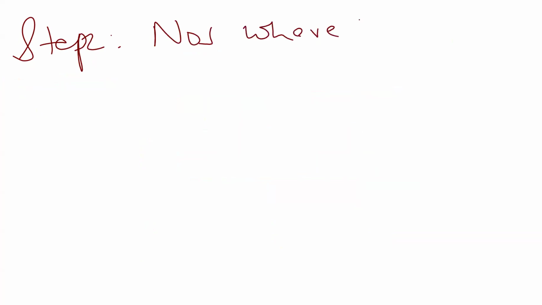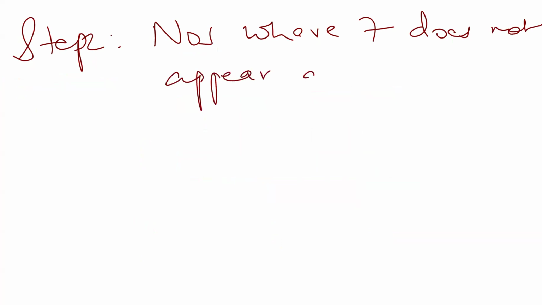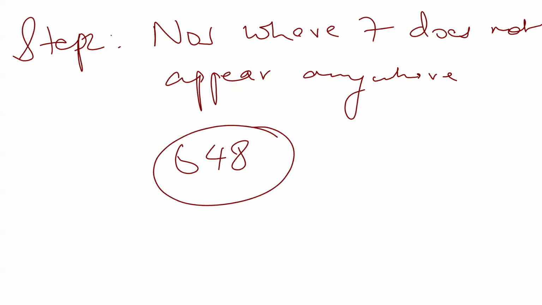Step 2. Numbers where 7 does not appear anywhere. Okay. Total number of three-digit numbers where 7 does not appear anywhere. These are 648 numbers. Okay. How I got the solution? It is in sub question 6 of the same problem. Okay, this is step 2.